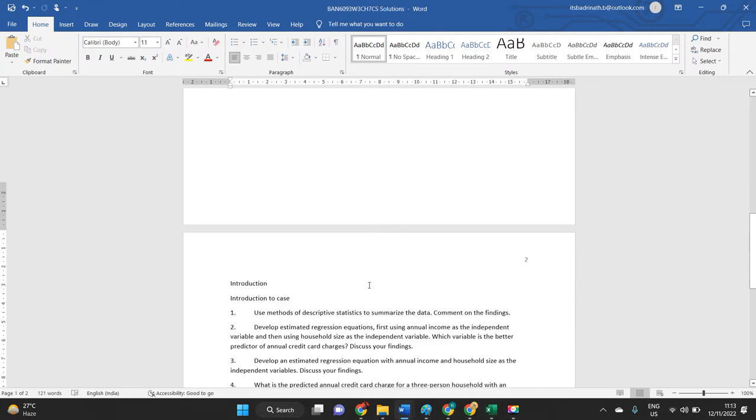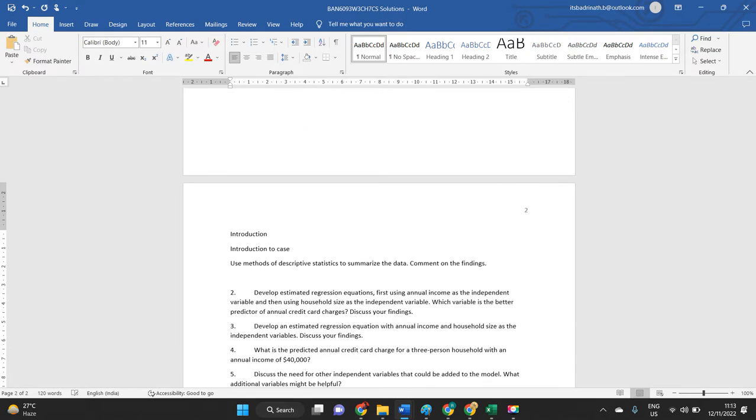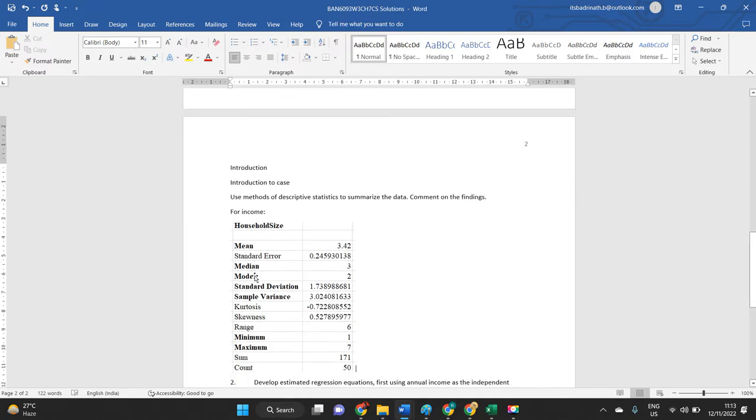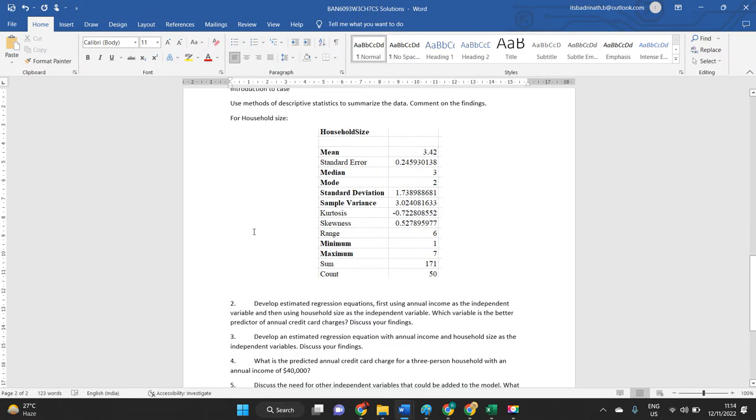So that is all about the first question. Give a proper heading for this, and for income, maybe this is the result. This is for household size. This is the data I have, and now I will start interpreting it, maybe in 50 to 100 words. That is a simple way of explaining it. If you copy and paste directly from the Excel sheet, it will create some plagiarism.